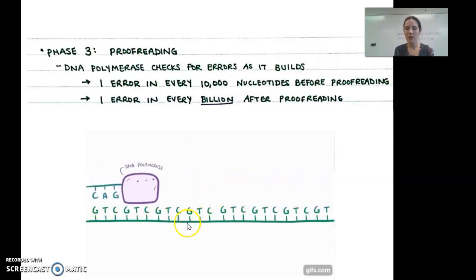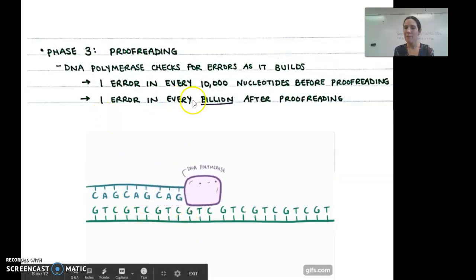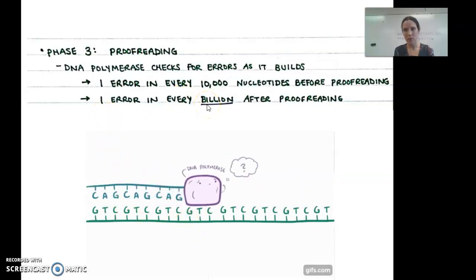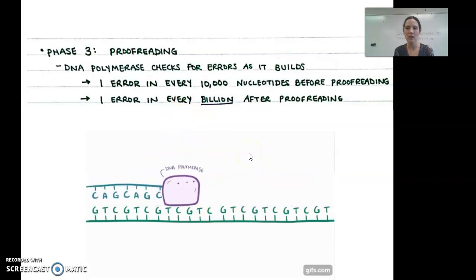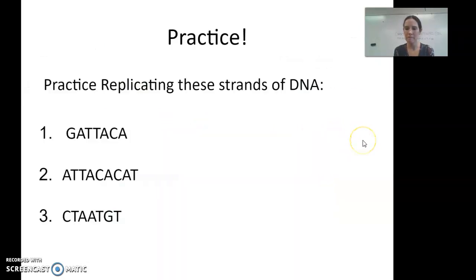Even after all of that proofreading, there are errors that happen. About 1 in every billion letters, which is pretty fantastic. DNA polymerase is pretty good at its job, but when we do have those errors, it sometimes causes mutations. We'll talk about that more later on this week.